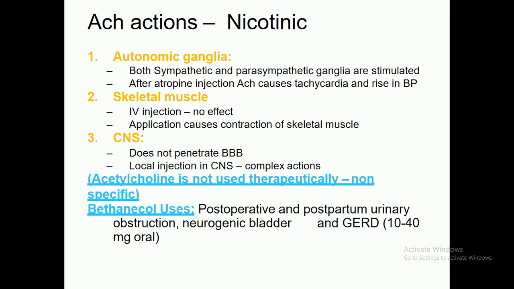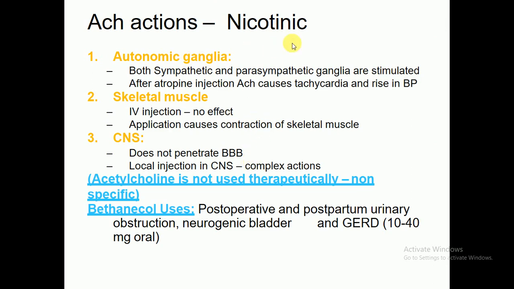Acetylcholine action may be nicotinic, especially in the autonomic ganglia. So both sympathetic and parasympathetic ganglia are stimulated. After atropine injection, acetylcholine causes tachycardia. So the heart rate increases after administration of atropine, and it will raise the blood pressure.